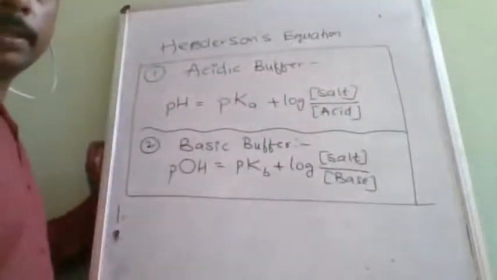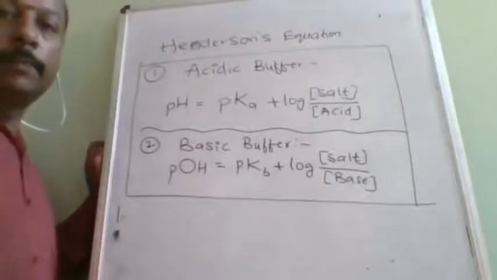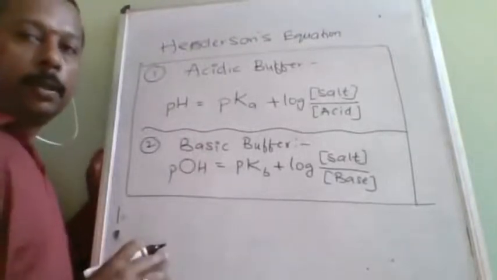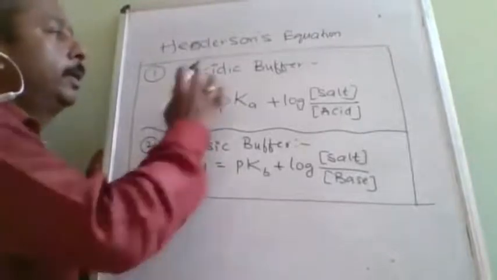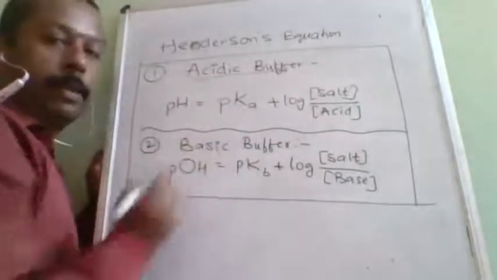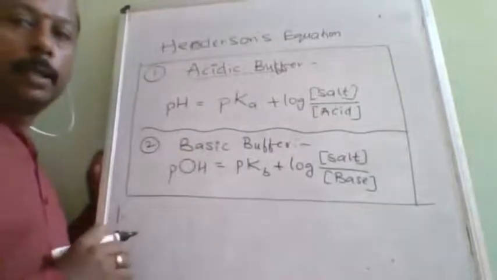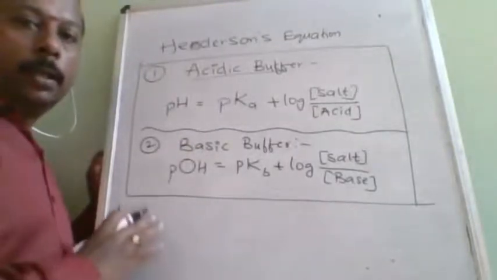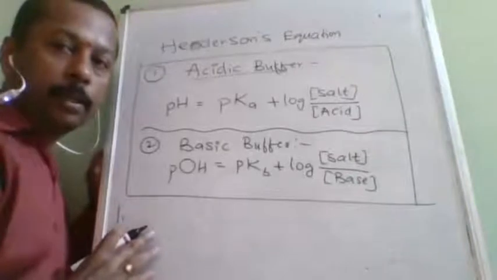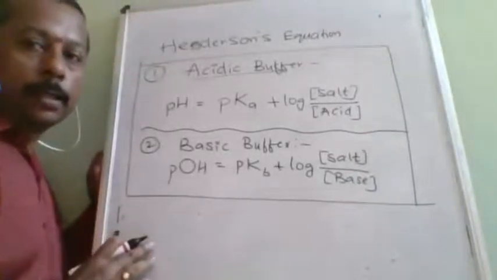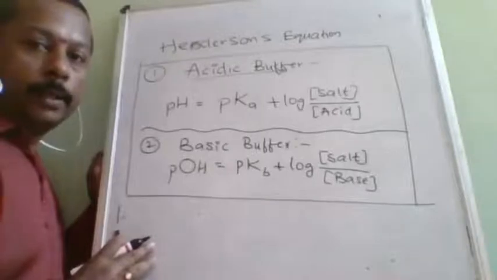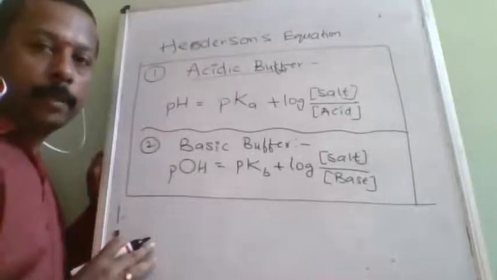These are the two different formulas we should use depending upon the type of buffer we have: acidic buffer, this formula; basic buffer, this formula. Is it understood? Numericals related to these we will discuss afterwards in the numerical session. Every session has its own importance. For a better score, you should attend both and make notes.